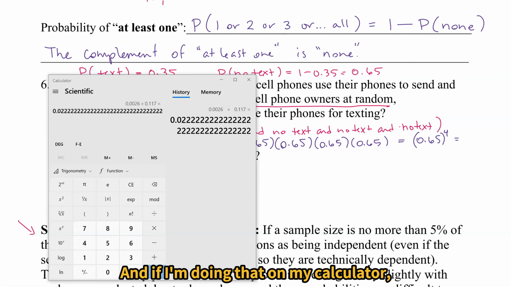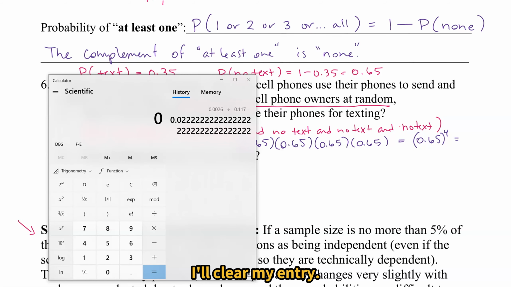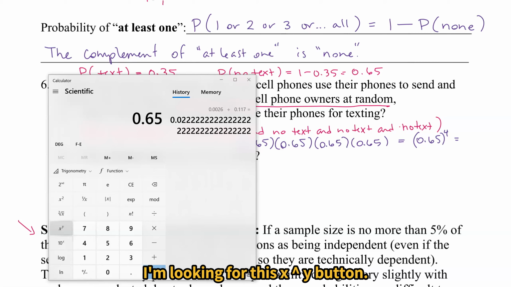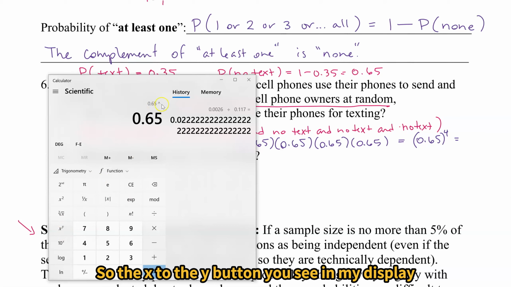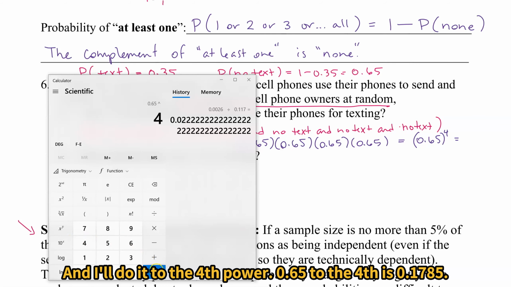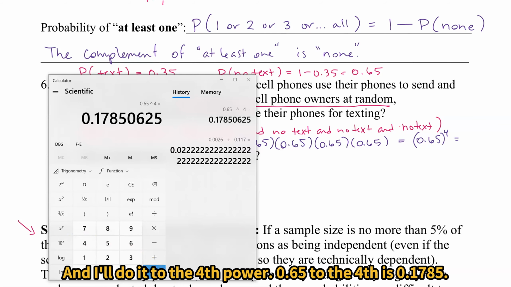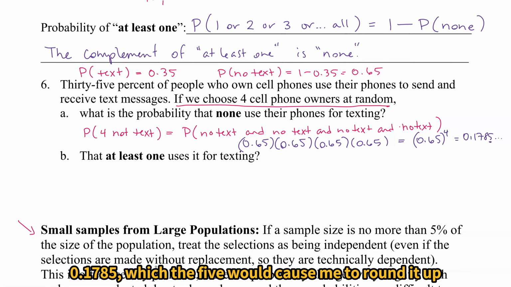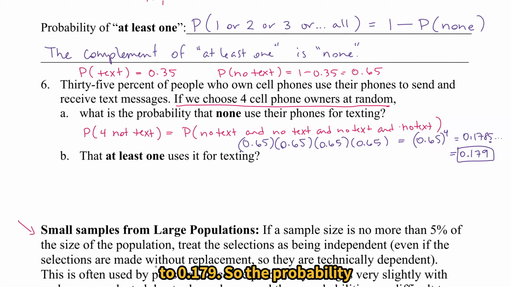And if I'm doing that on my calculator, just to show you what it looks like, I'll clear my entry. 0.65, here I'm using a Windows calculator. I'm looking for this x to the power y button. So this x to the y button, you see in my display up here, I've got this little caret indicating an exponent, and I'll do it to the 4th power. 0.65 to the 4th is 0.1785, which the 5 would cause me to round it up to 0.179. So the probability that none of the 4 people selected use their phones for texting is 0.179.